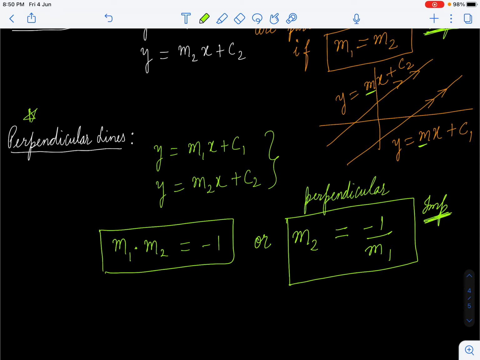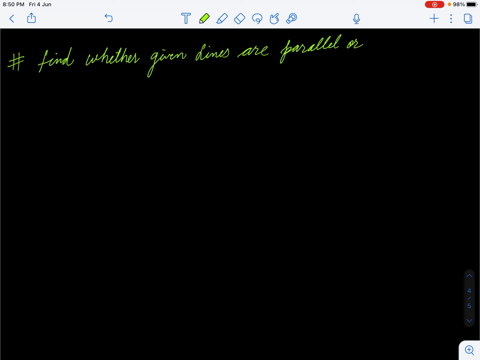So two lines will be perpendicular if the product of their gradients is minus 1, or we can say the gradient of one line is the negative reciprocal of the other gradient. Then the lines will be perpendicular. Let's take one example. For example, they can say: find whether the given lines are parallel or perpendicular.